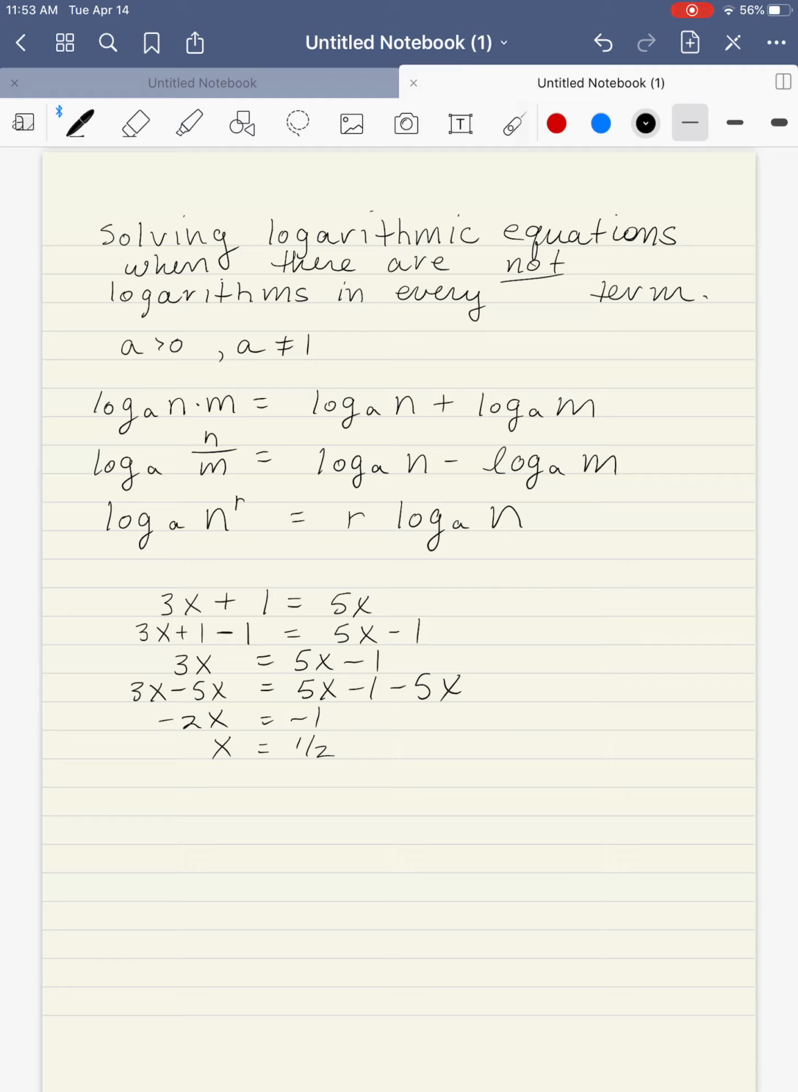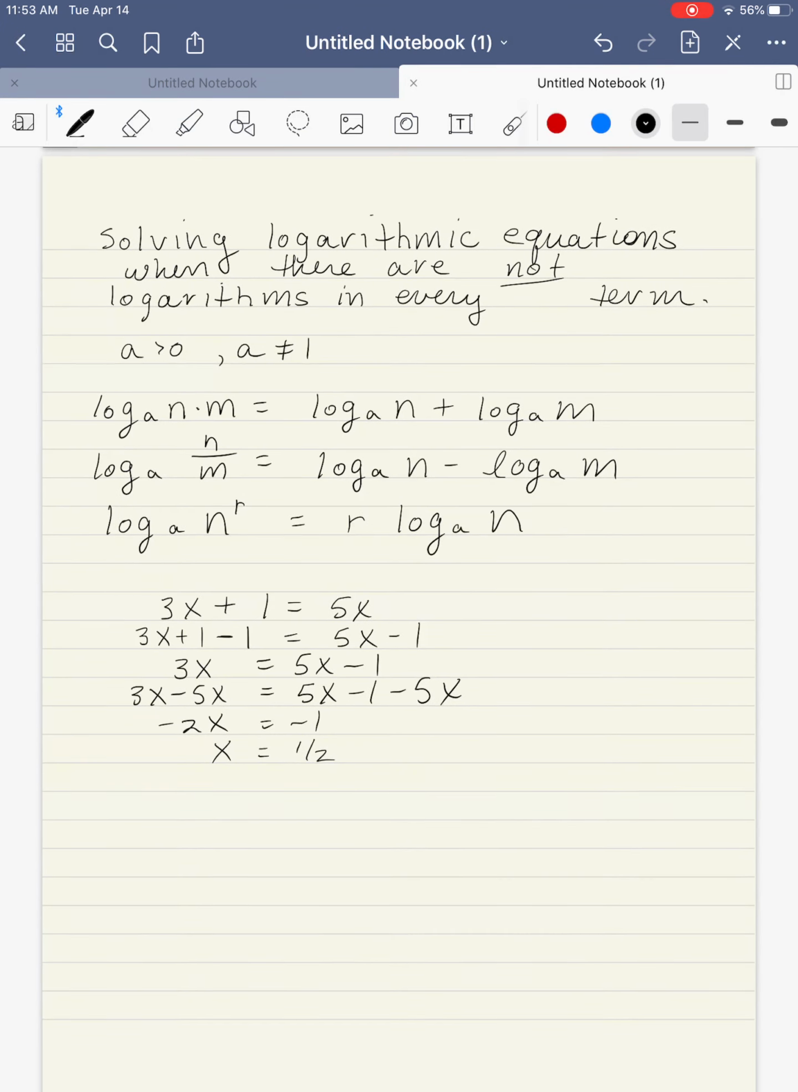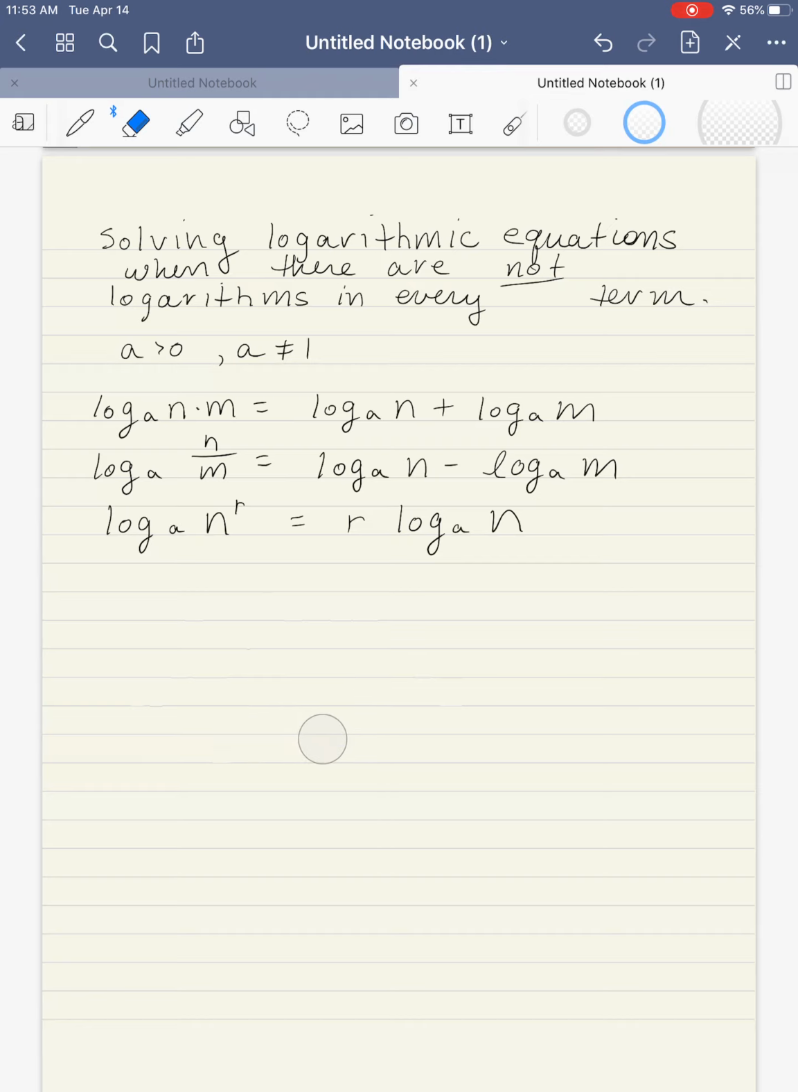And what I'm doing at each step of this linear equation is I am doing mathematical processes that don't change the equation. And that's what we spent the last 3 lessons learning how to do, how to write equivalent statements with logarithms that do not change the equation. The first type of equation that we're going to look at with logarithms is that when there are not logarithms in every term.